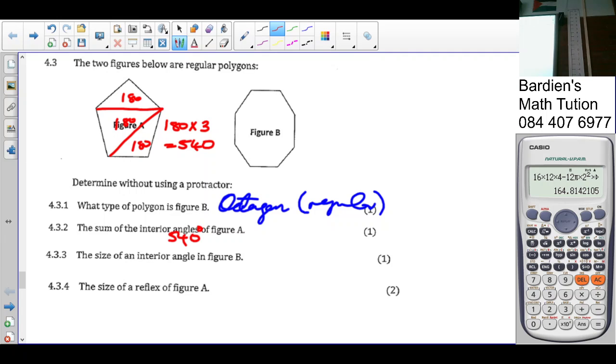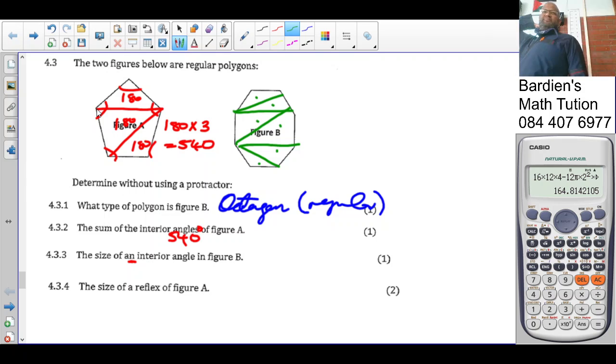In 4.3.3, the size of the interior angle in figure B. Here we ask you for the sum of the interior angles, so I'm looking for all of those there, whereas the size of an interior angle means the size of one of these angles inside. Did you see that, people? So how many triangles can fit in an 8-sided figure? 6. Not so? 1, 2, 3, 4, 5, 6.